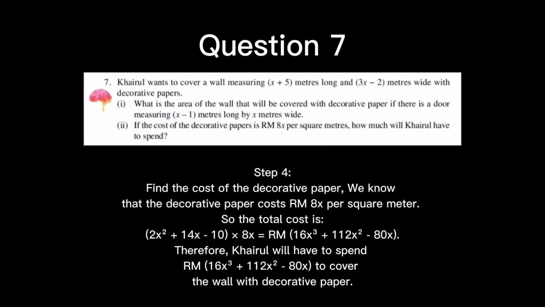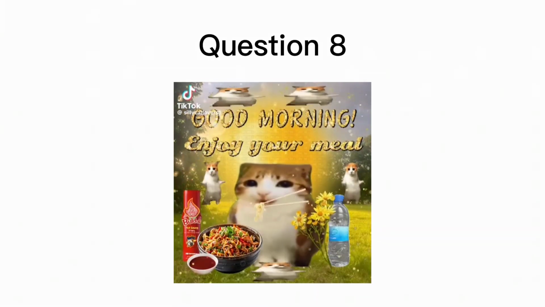Step 4. Find the cost of the decorative paper. We know that the decorative paper costs RM 8x per square meter. So the total cost is (2x² + 14x + 10) times 8x equals RM 16x³ + 112x² + 80x. Therefore, Carol will have to spend RM 16x³ + 112x² + 80x to cover the wall with decorative paper.